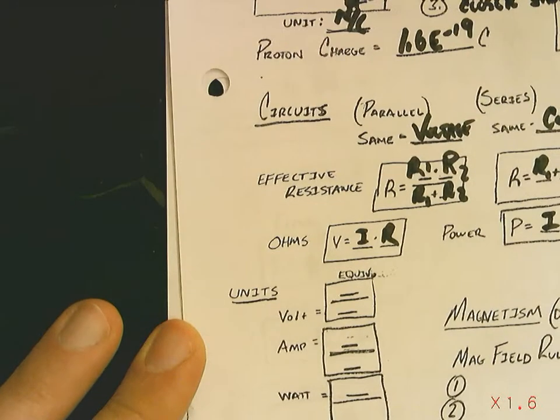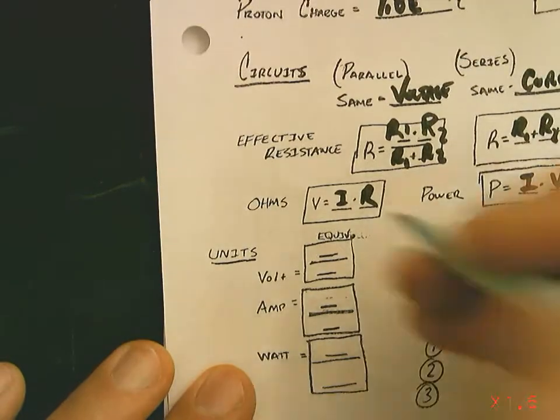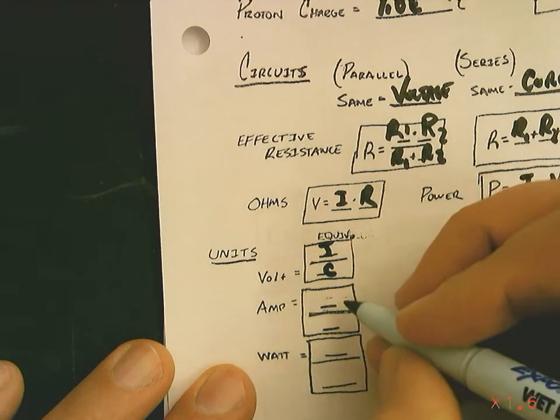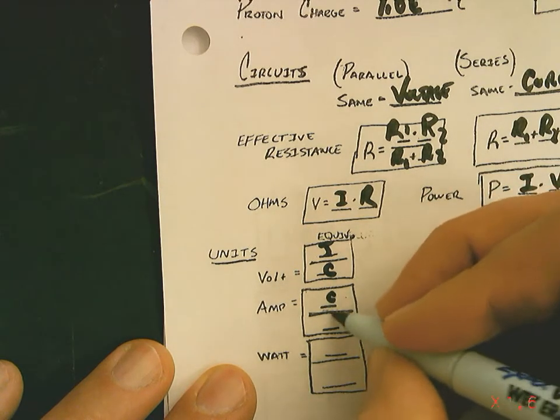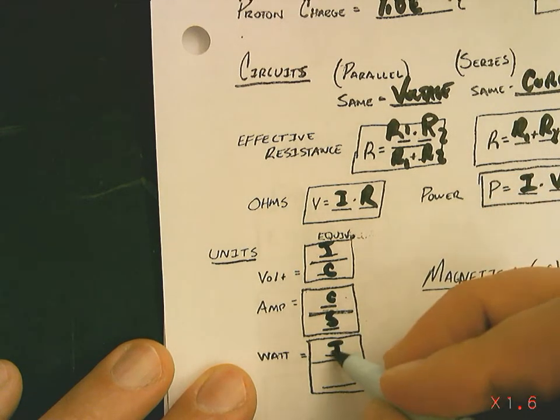Get down into our units. A volt, same thing as saying joule per coulomb. An amp, coulombs per second. A watt, joules per second.